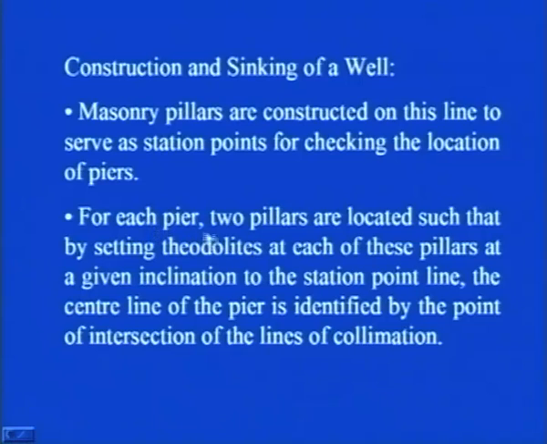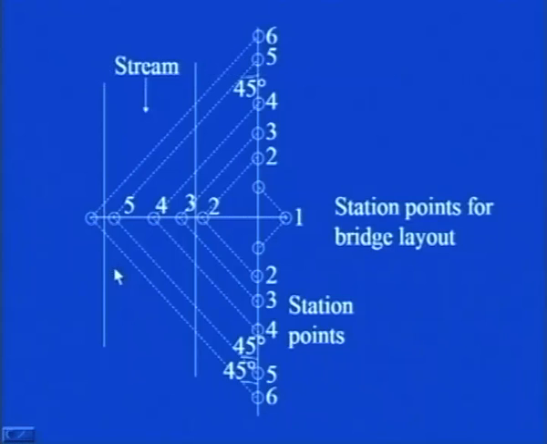So, for each bridge pier, two pillars are located such that by setting theodolites at each of these pillars at a given inclination to the station point line, the center line of the pier is identified by the point of intersection of the lines of collimation. This statement will be more clear if you look at this particular figure.